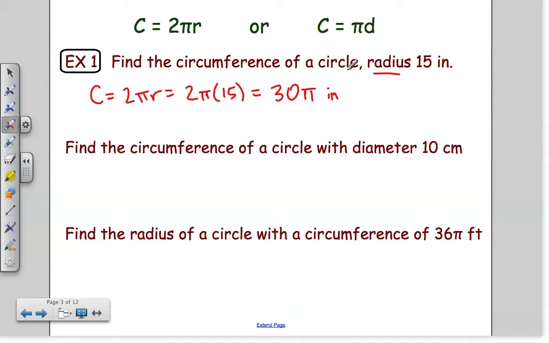But if I go on the calculator and I actually type in 30 times pi, I get 94.25, and I'll do 2 decimal places, again inches. This is approximate, I had to round.